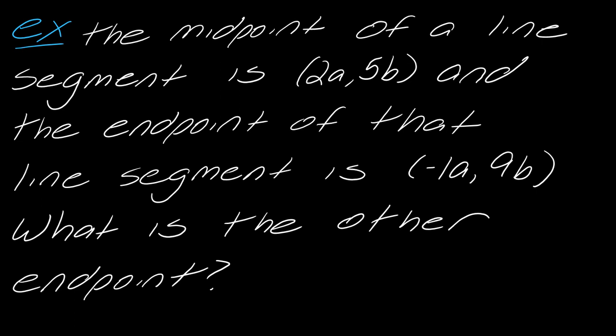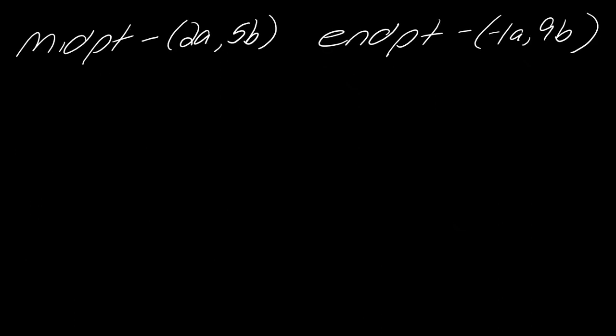Okay, and so just to throw in one that looks harder than it actually is, I want to talk about it because I don't want to throw you off your game. I want you to feel ready for this. The midpoint of a line segment now is 2a, 5b, and the endpoint of that line segment is -1a, 9b, so what is the other endpoint? A problem like this is totally meant to just make you nervous, and you're not going to do that, right?